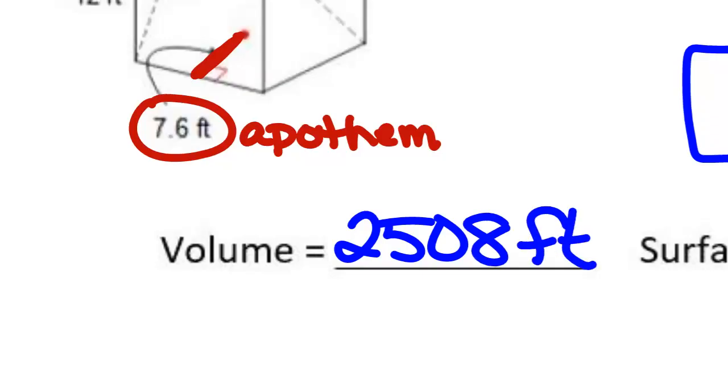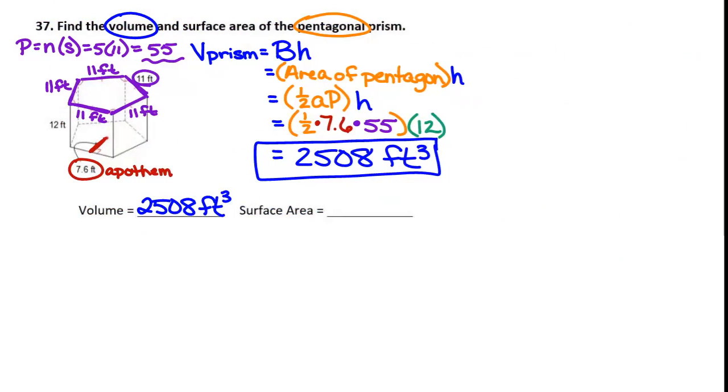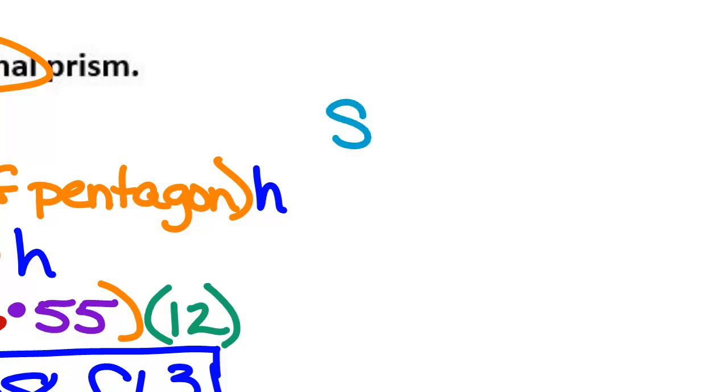2508 feet cubed. Now we also need to find the surface area. What's the formula for the surface area of a prism? Nope. Base times height is how we find the area of a parallelogram. How do we find surface area for a prism? No?